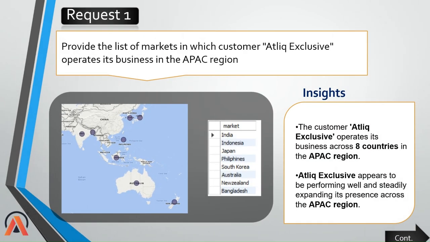So, the first request is provide the list of markets in which customer Atlic exclusive operates its business in APAC region. The customer Atlic exclusive operates its business in 8 countries in APAC region. Atlic exclusive appears to be performing well and steadily expanding its presence across the APAC region.